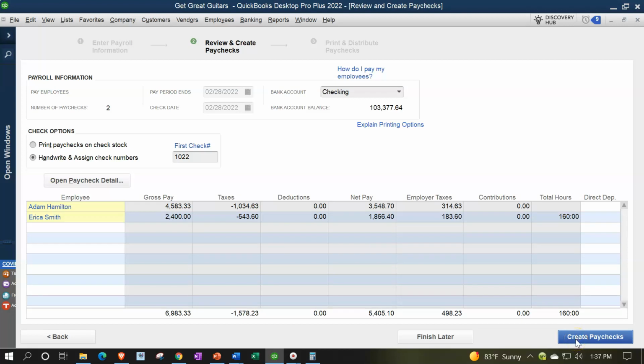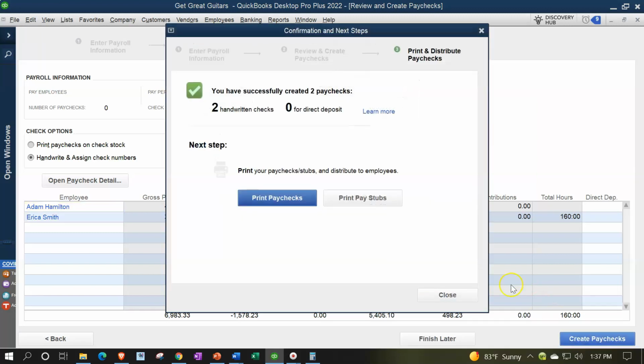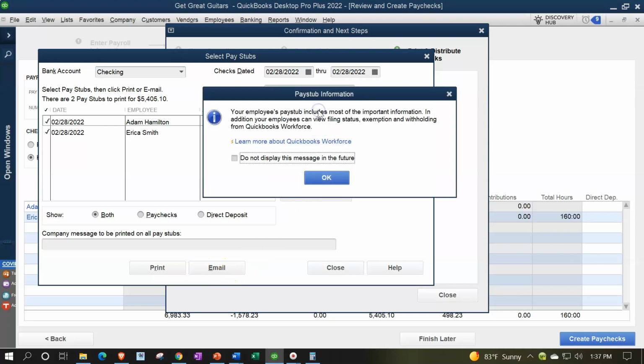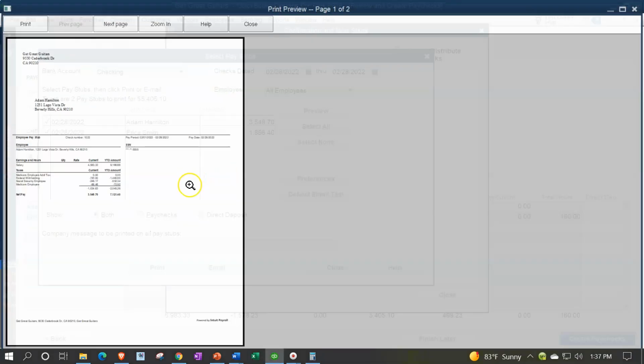So because we're going to say create the paycheck. Let's do it. So now we have created the paychecks. I'm going to close this back out. Well, we could look at the paycheck stubs. If we look at the stubs now and say we want to preview it. Where's the preview? Preview. And there we have it.